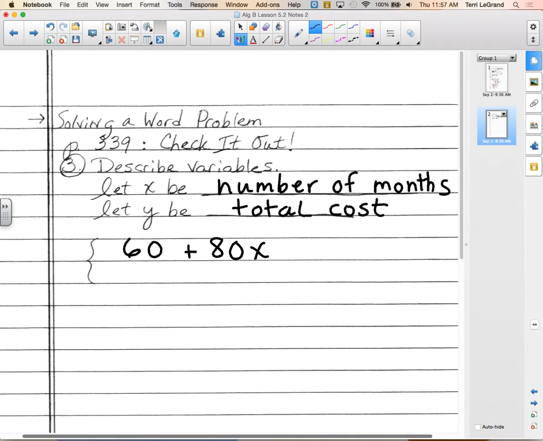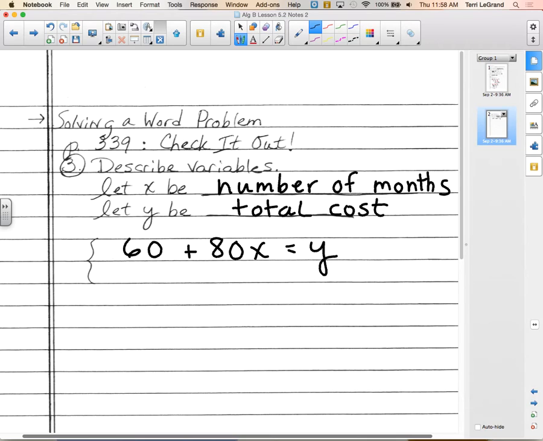Equation. What do you think, class? What is the information in the book, things that you can put together for the equation here for us? There's a one-time fee, it looks like it's $60. And 80 is being multiplied by X, so that tells me it must be $80 every month. And then she said it equals Y. She's saying if you add those two things together, you should get the total cost. You guys agree? Okay, then let's do the other one.